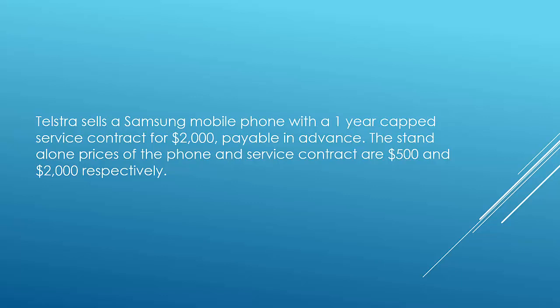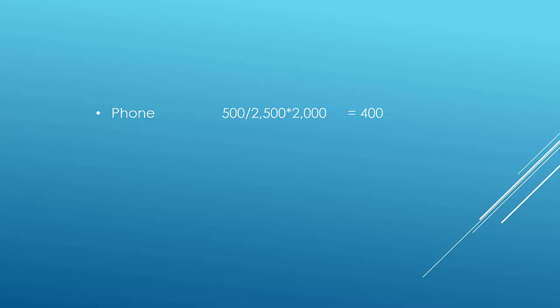So what we're doing here is we're selling products, goods and services, which have a value of $2,500. We're going to sell them for only $2,000. So there's a discount. And we need to have some way of allocating that $2,000 to the phone and to the service. We do this on the basis of the relative values of the standalone prices.